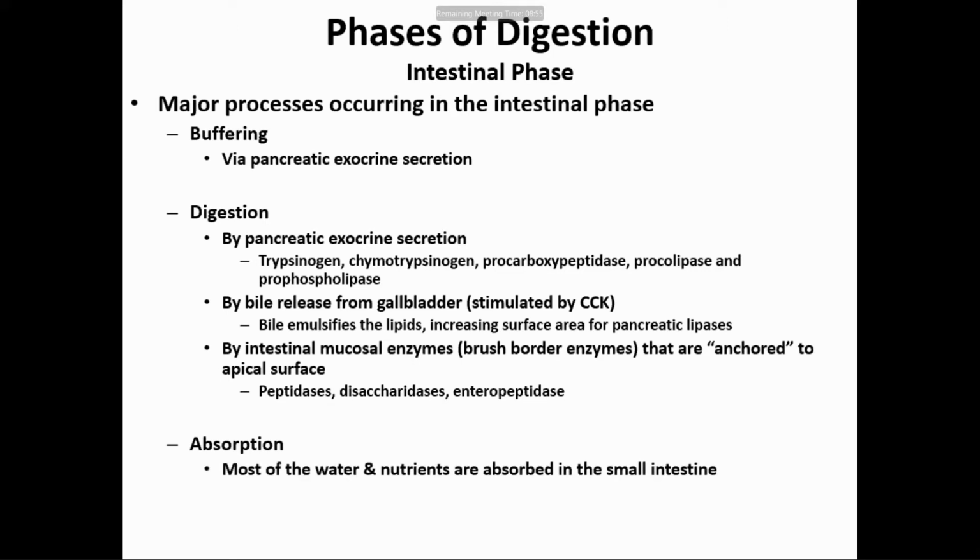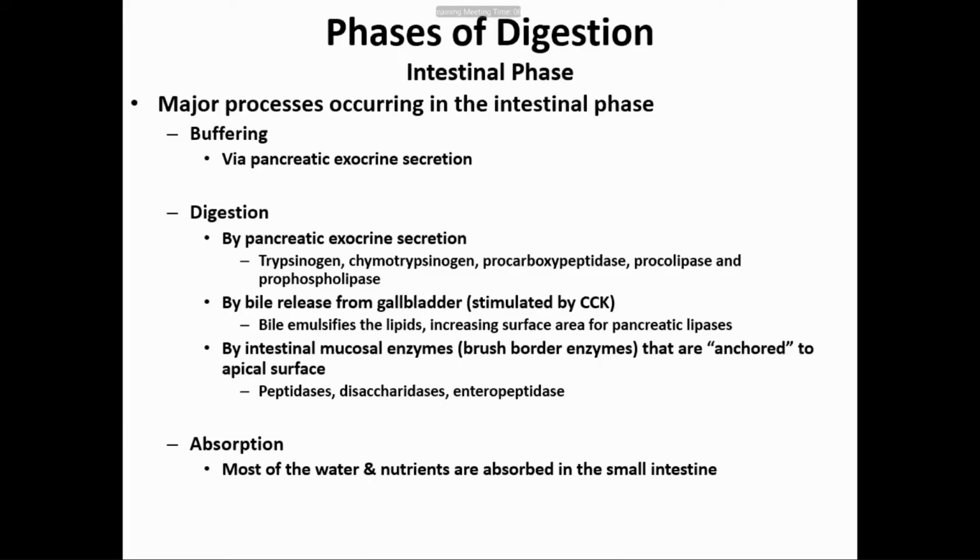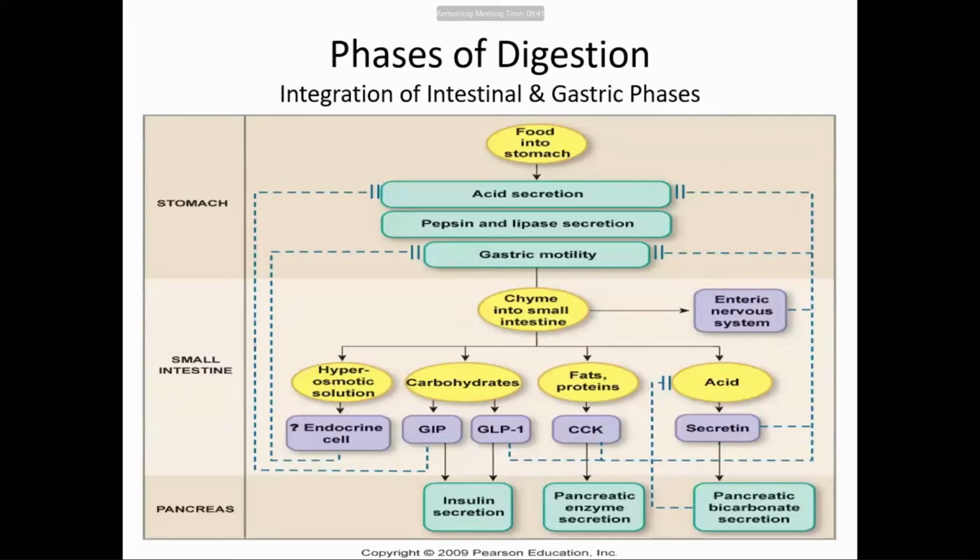So most of the water and nutrients are absorbed in the small intestine. All the water and nutrients are absorbed in the small intestine, right? Most of the water and nutrients are absorbed in the small intestine. So look at this figure.